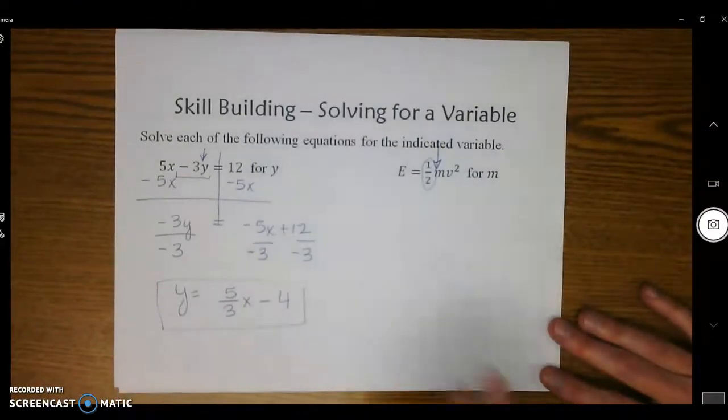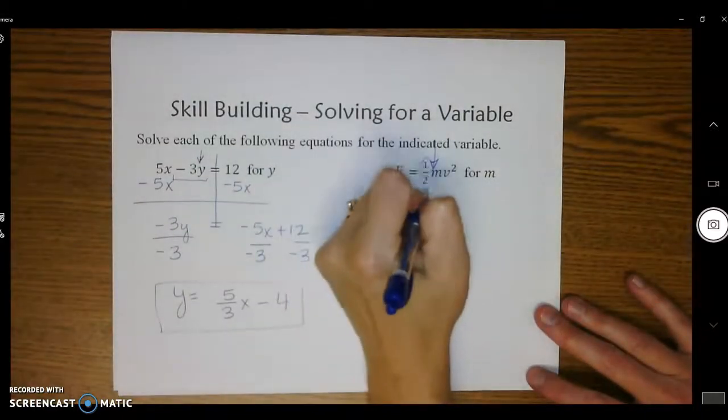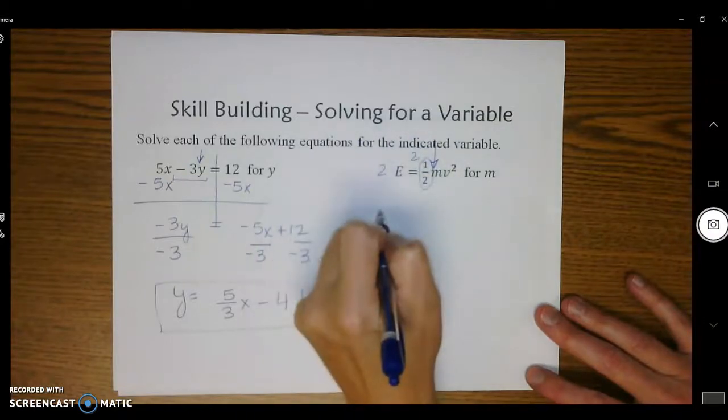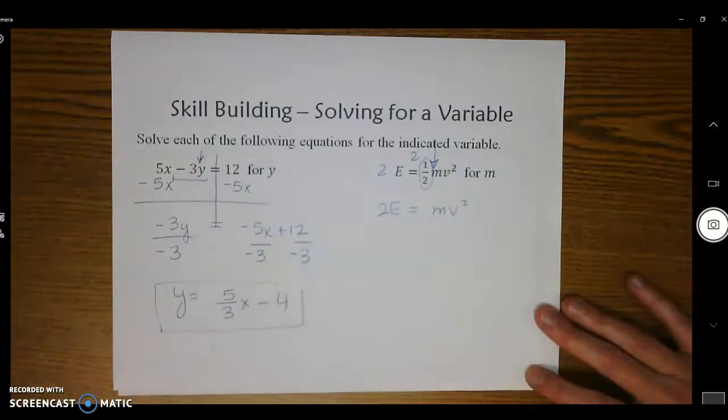I feel like it's not focusing very well, so I apologize for that. So we're going to multiply by 2. So half of 2 is 1. And I want to multiply this side by 2. So 2e equals mv squared.